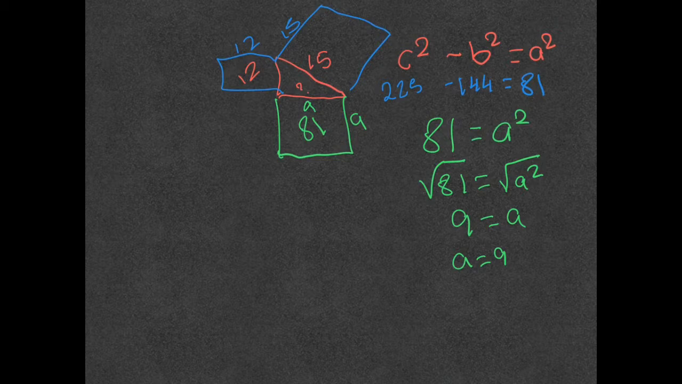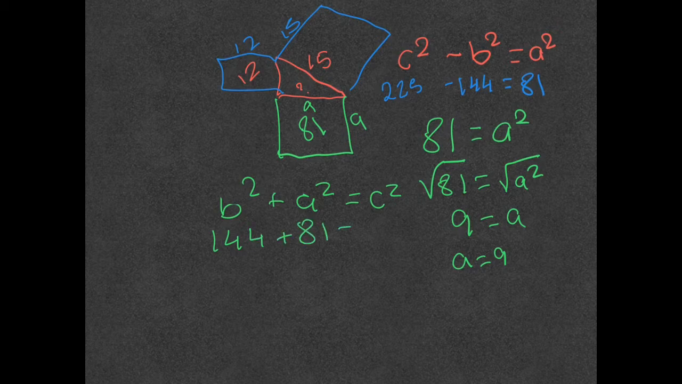And you can check your work by doing 12 times 12, which is B squared, and then you could do plus A squared, which is 9 times 9, and then you would get C squared. So B squared is 144 plus A squared is 81, which would equal 225, and 225 is the square root of 15 squared. And that is basically the functions and the practicality of the Pythagorean theorem.